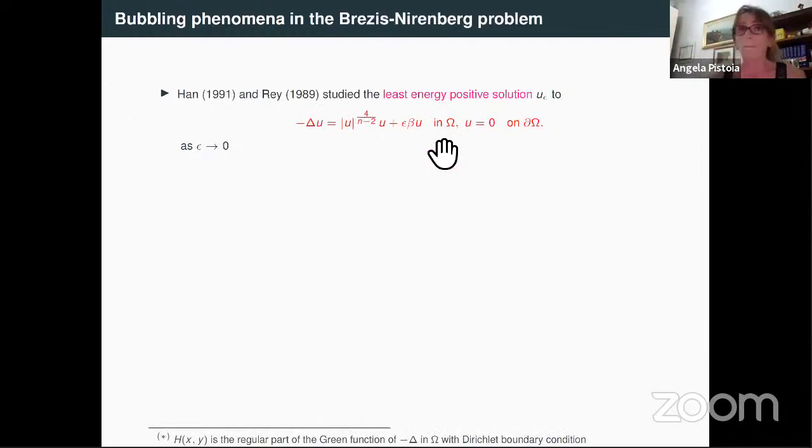Now, this bubbling phenomenon is very well known in the Brezis-Nirenberg problem. This was discovered by Guerra for the system, but it was well known for the Brezis-Nirenberg problem. Indeed, in 1989 and 1991, Han and Rey studied the asymptotic profile of the least energy solution found by Brezis, and what they discovered was the following. The least energy positive solution blows up at the point xc star in the domain omega.